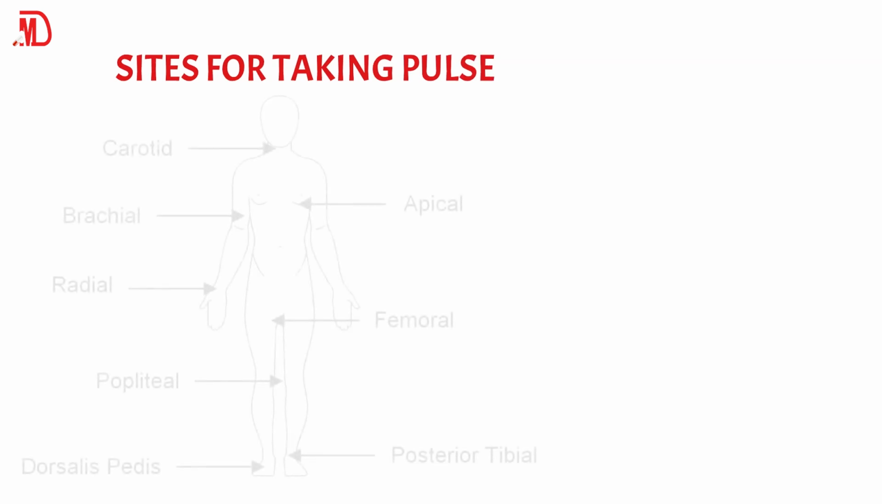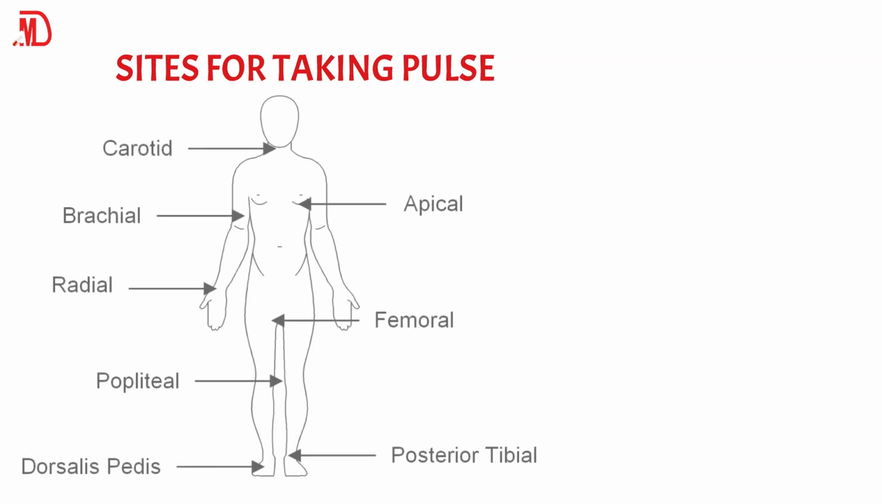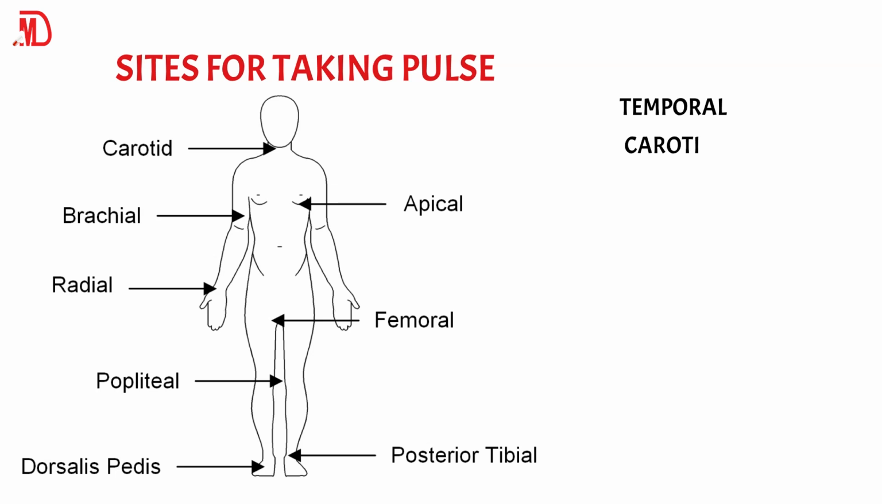Site of taking pulse. There are various sites to help you take pulse. Some of these sites include: 1. The temporal. It is felt in the head. 2. The carotid. It is felt in the neck. We have brachial. It is felt in the elbow. We have femoral. It is felt at the groin.